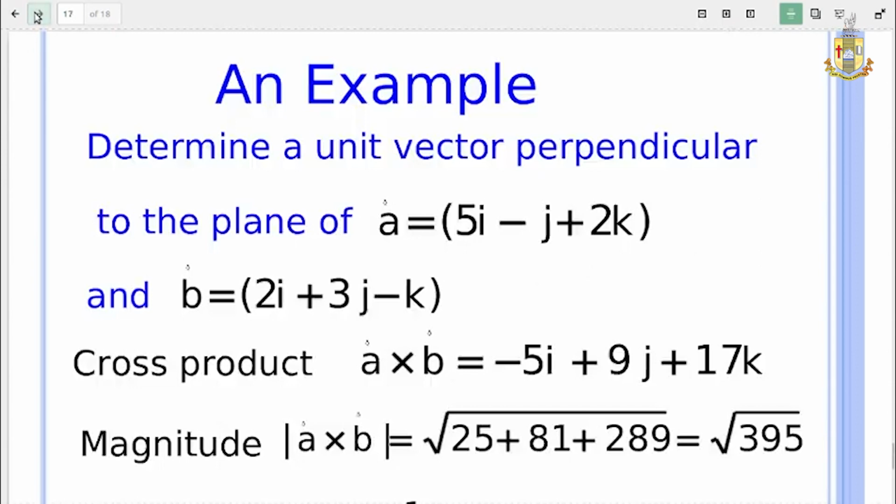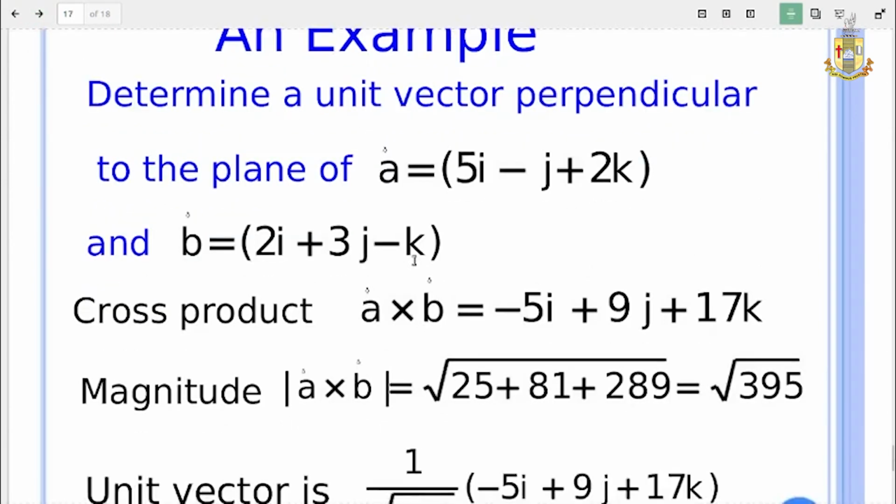Next, finally, another example. Determine a unit vector perpendicular to the plane of A vector as 5i minus j plus 2k vector and B vector as 2i plus 3j minus k vector. For perpendicular, what do we do? Cross product once again. A vector cross B vector, if you do this, the answer will be minus 5i plus 9j plus 17k vector, and we have to calculate the magnitude.